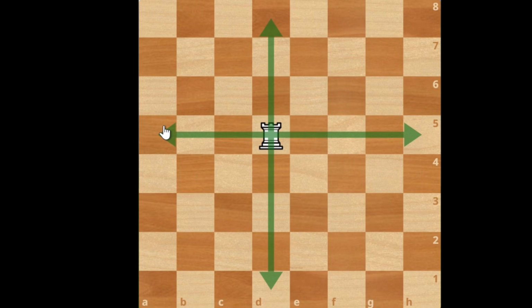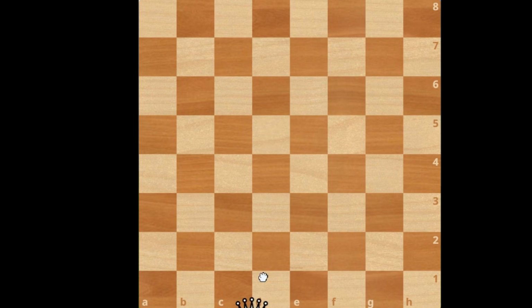Now, I'll just clear the board again. And this is the queen. A queen is really, really strong. It is equal to a bishop and a knight. So your rook, like this. A bishop plus a rook equals queen.